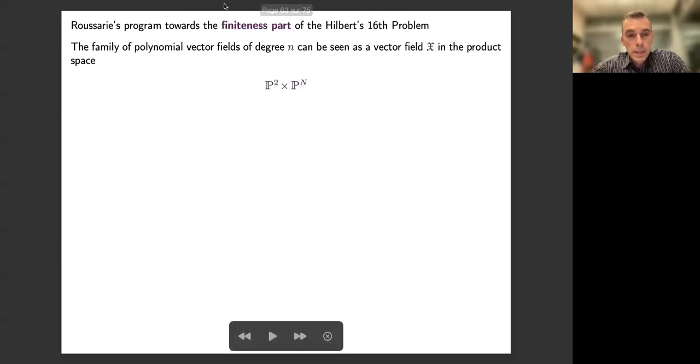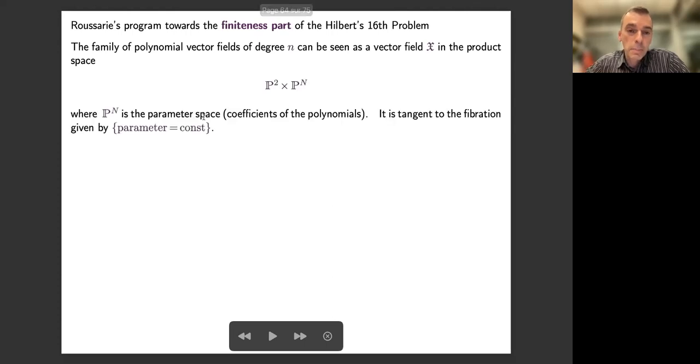So the idea is that Hilbert's problem asks for a uniform bound for the number of limit cycles for vector fields of fixed degree. Of course, you can have quite complicated vector fields in this family. So you think of this as a family of vector fields, let's say a vector field defined in the product space. Let's say the phase space is two-dimensional, but you have a huge space of dimension, let's say n, given by the parameter space, which are the coefficients of the polynomials.